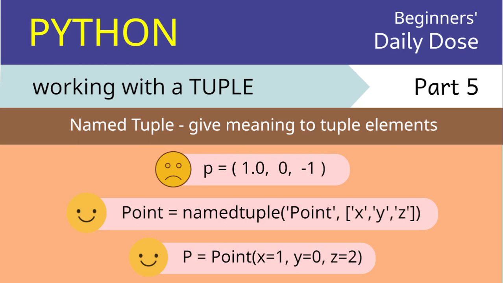This video is part of the playlist Python Basics Programming Beginner's Daily Dose, where I come up with videos on fundamental concepts of Python so that beginner level Python programmers or developers will get a better insight of how things work in Python behind the scenes. This is part 5 of the series of videos on working with the tuple, where I will discuss the named tuple. It is a special type of tuple that gives meaning to the individual elements of a regular tuple. So let's get started.